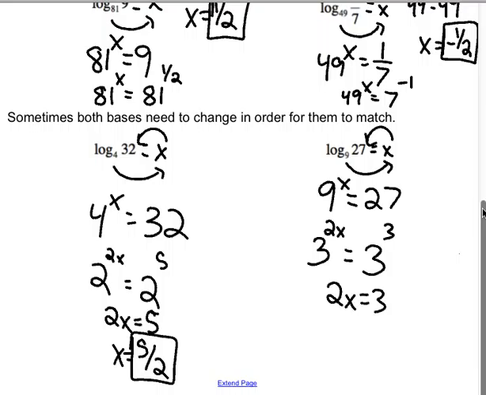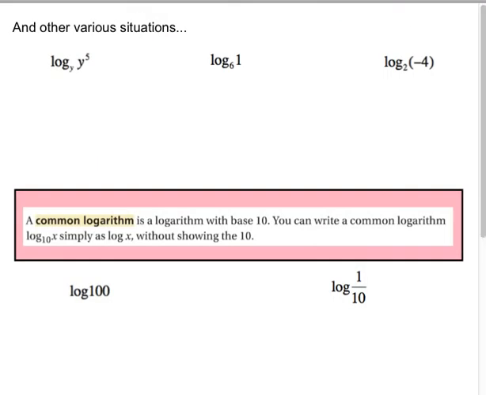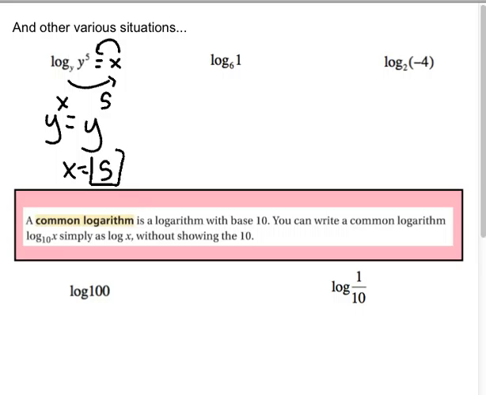So this time, since the exponents have to be the same now, I get 3/2. And we still have a couple more that we're going to do. So other various situations. So here, y to what power gives me y to the fifth? Well, if y to the x gives me y to the fifth, then it's just going to be 5.